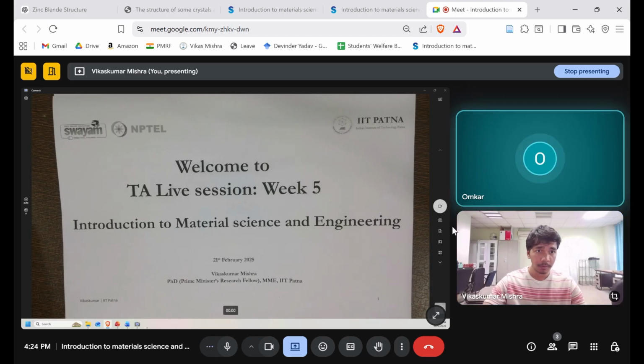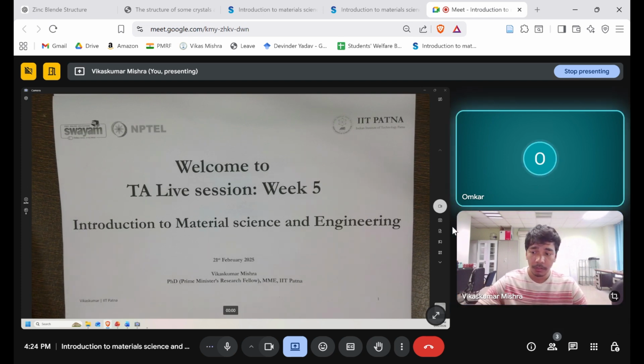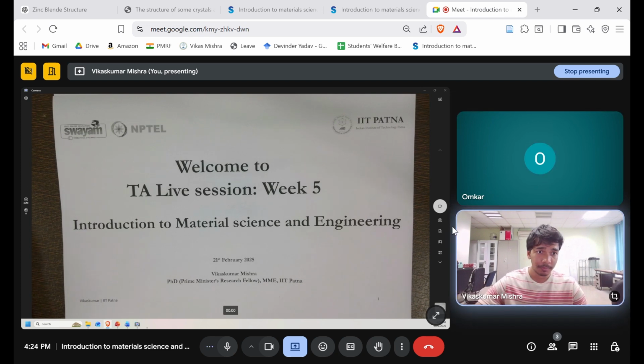Sir, in vacancy defect, that atom is completely missing, right? In vacancy defect, in the place of that atom, it is completely missed, right? Yeah, an empty portion. It will be missing from its site, and it will go to some other site. Okay, sir.